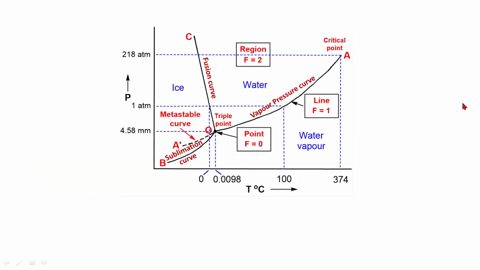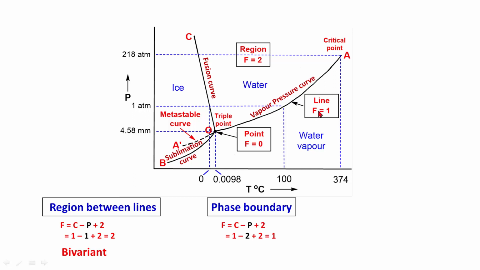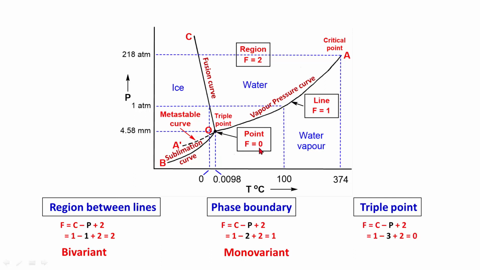What we have discussed: regions between lines, F is equal to 2, it is termed as bivariant. System here is bivariant. Phase boundary, F is equal to 1. System along the line is termed as monovariant. Triple point, value of F is 0. System at triple point is invariant.